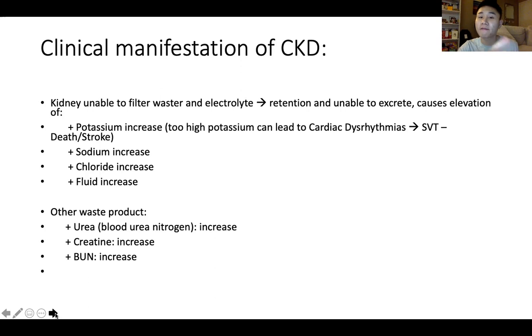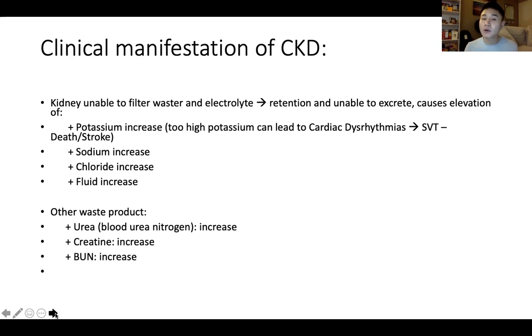What is the clinical manifestation of chronic kidney disease? Clinical manifestations of chronic kidney disease include the kidney being unable to filter waste and electrolytes. Like I mentioned earlier, it cannot filter out the sodium and the potassium. Therefore, it will retain all of the sodium, lead to retention of all of the water, and lead to the retention of the potassium, causing hyperkalemia. So the potassium level will increase.